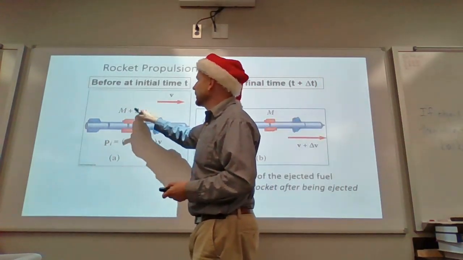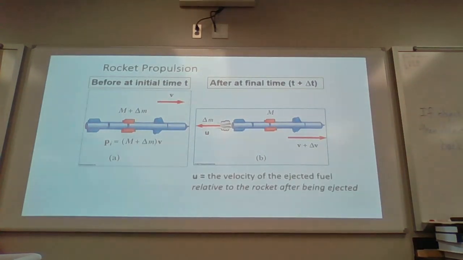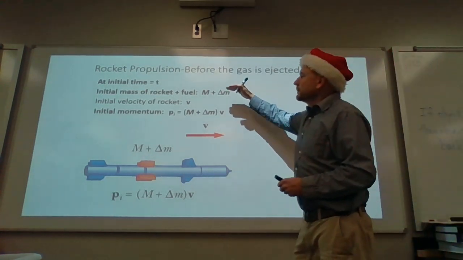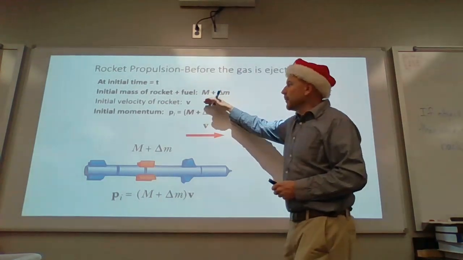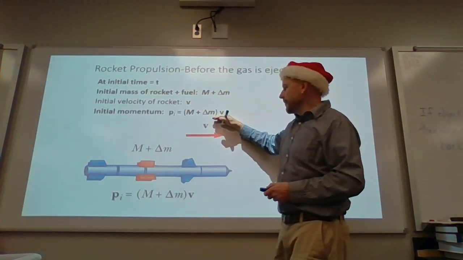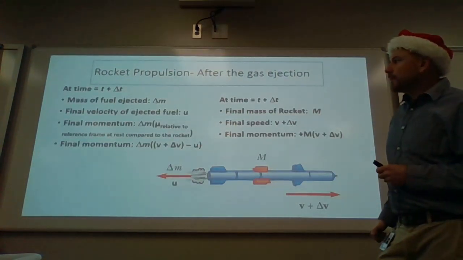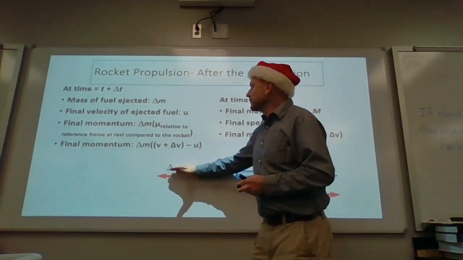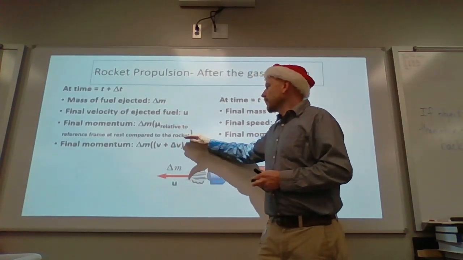So here we've got M plus delta M initially. Initially we've got the total mass and the velocity, so we have a certain amount of momentum here. That's our initial. And then finally, we've got the mass ejected relative to the rocket.